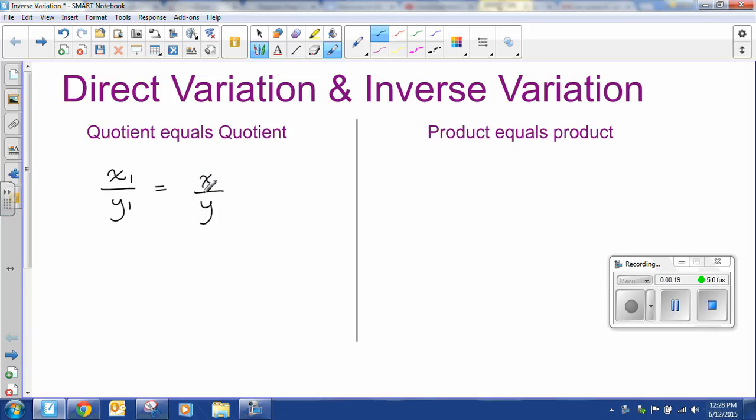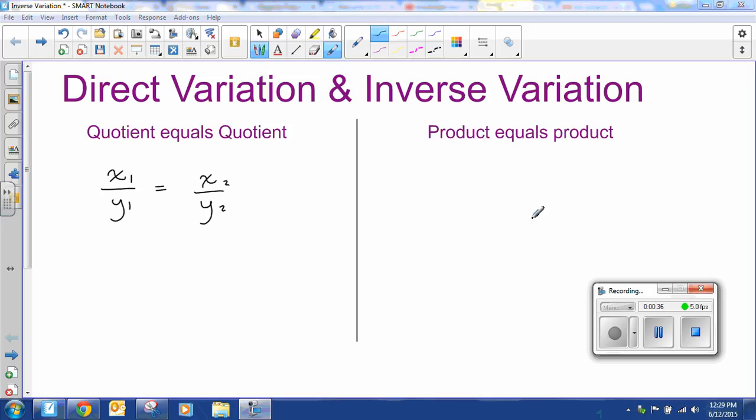We'll put 1's over here, we'll put 2's over here just to denote that the value of x here goes with the value of y here, and that x goes with the y over here. So you cross multiply, you solve, and usually you're given 3 values, you need to find the 4th value. That's pretty easy, cross multiply and solve the proportion.